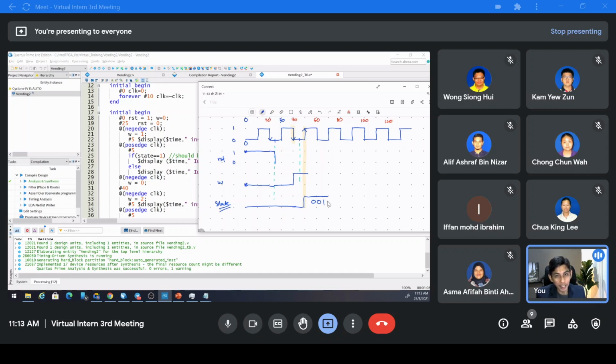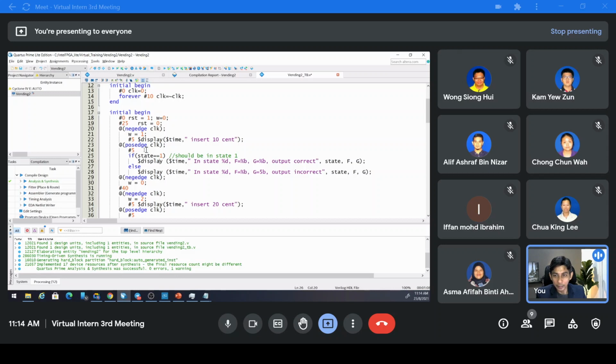Now we want to check whether it is correct or not. In our testbench, we can write something like this: if state equal to 0, 0, 1, or 1, right, 0, 0, 1 is 1, we display this. But if not equal to this, we display incorrect. And we display the state and also the output.